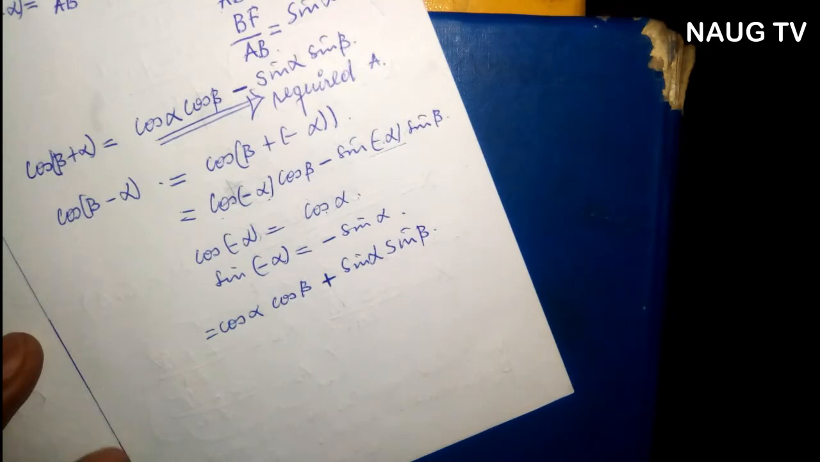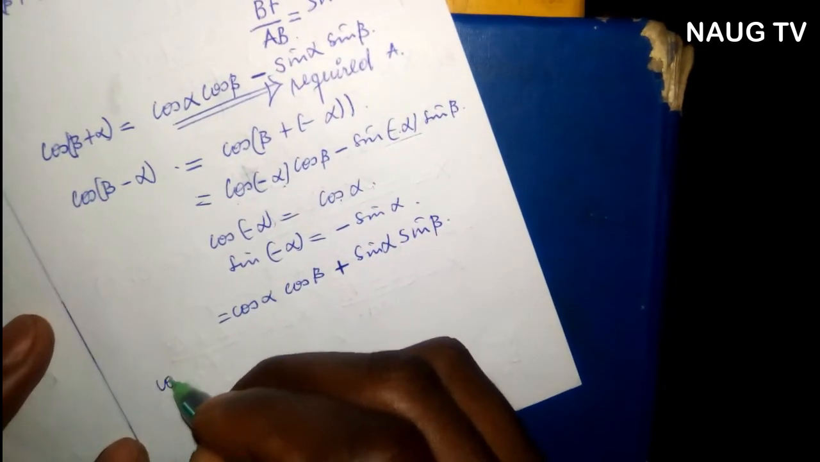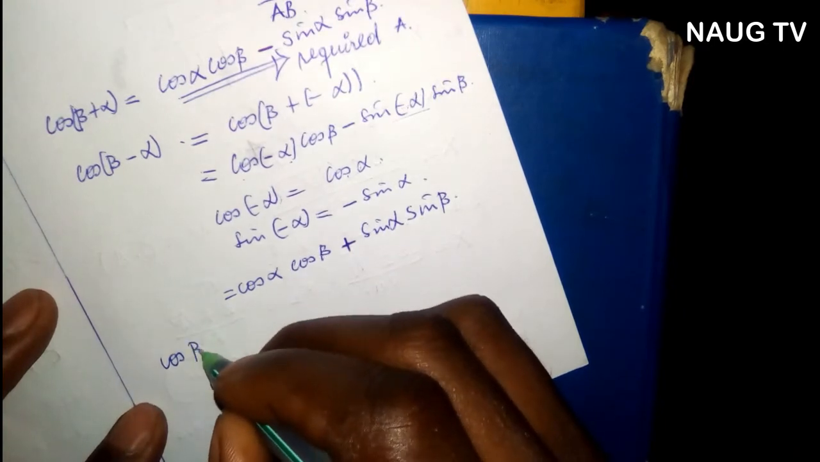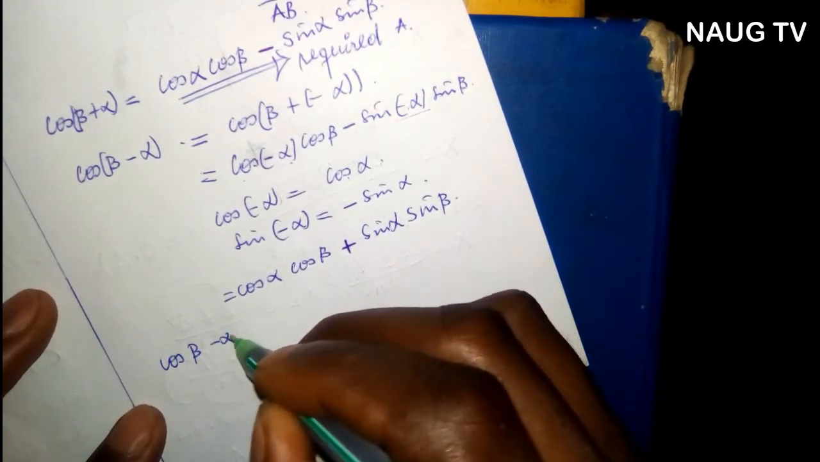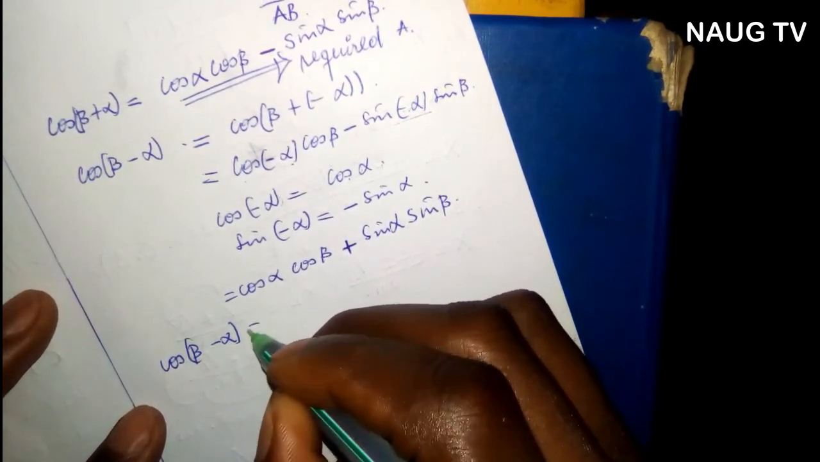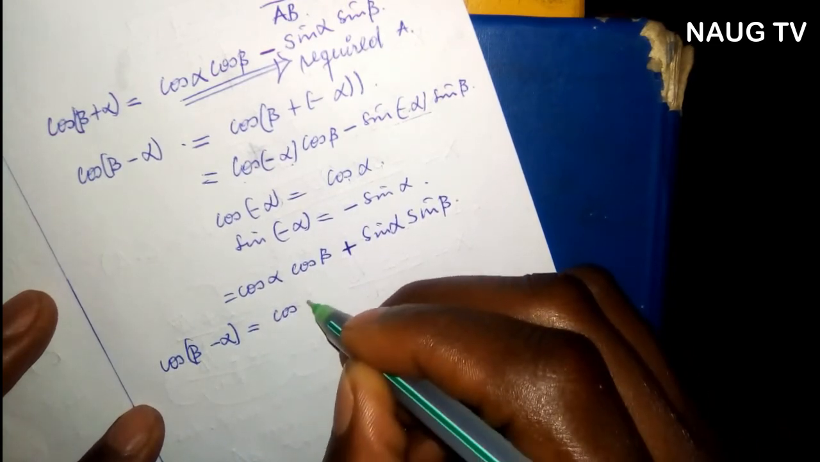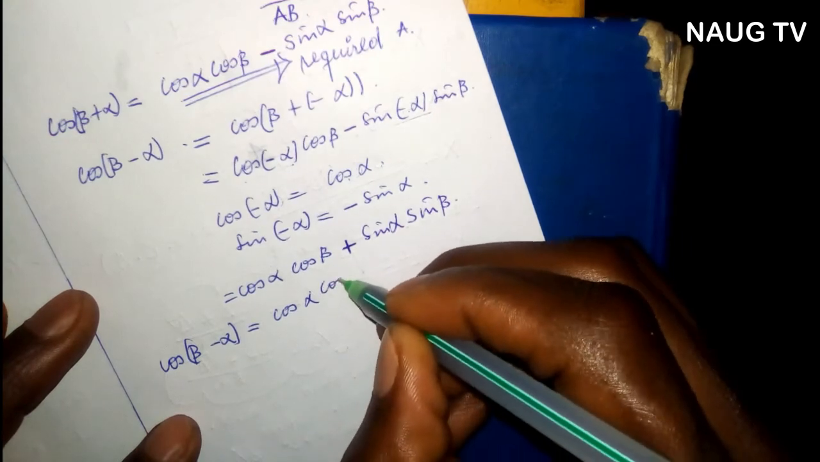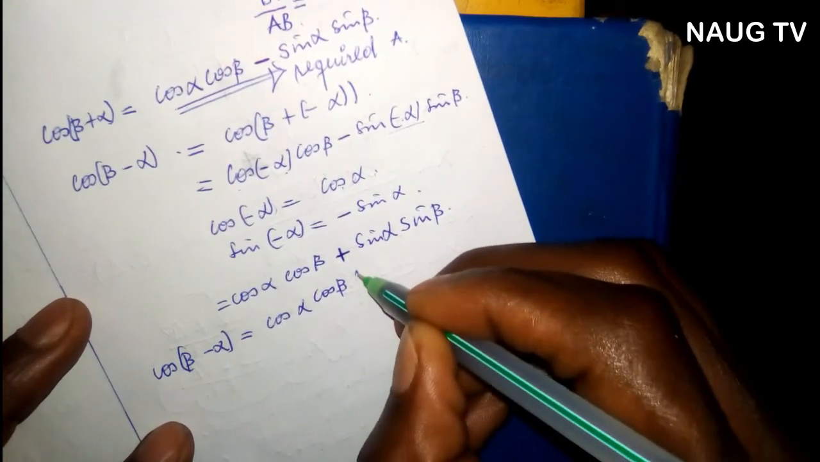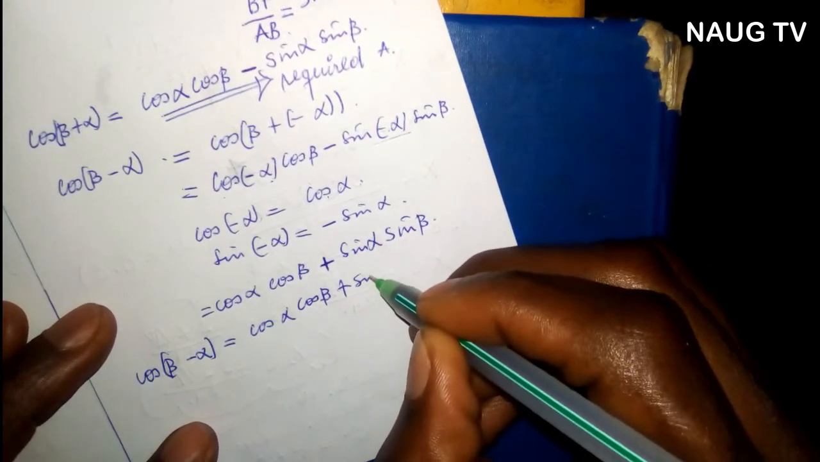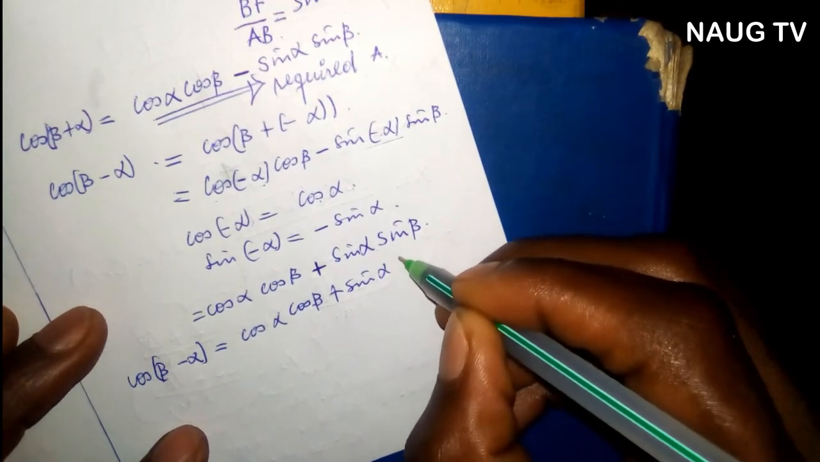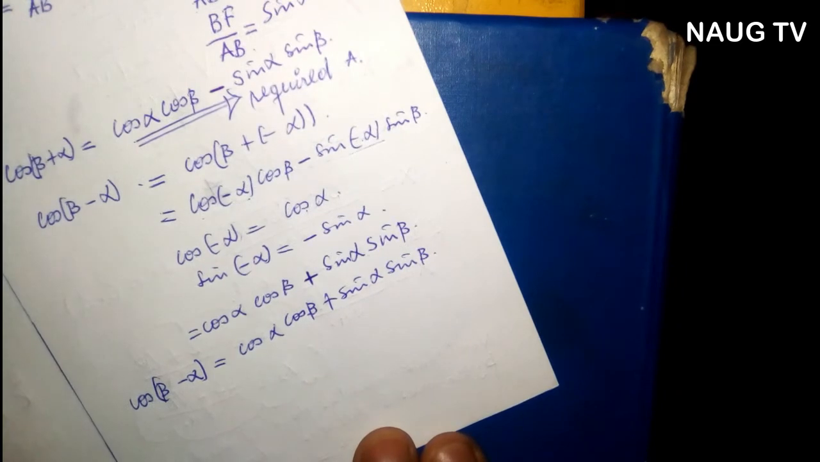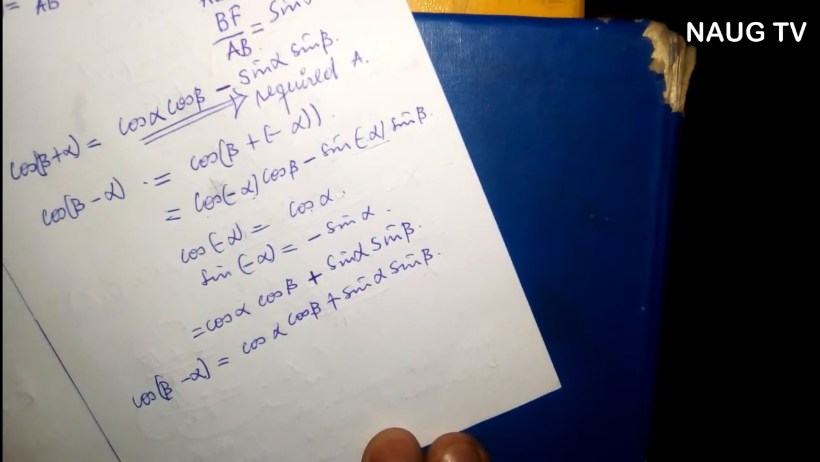Right. So at this point you can say that cosine beta negative alpha would be equal to cosine alpha cosine beta plus sine alpha sine beta. Right. So let's stop here.